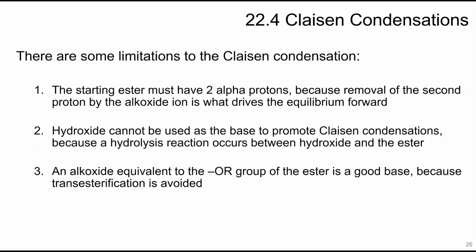Okay, there are some limitations to the Claisen condensation. The starting ester has to have 2 alpha protons because removal of the second proton by the alkoxide is what drives the equilibrium forward. Hydroxide cannot be used as the base to promote Claisens because you could get a hydrolysis, which is why we use the equivalent alkoxide to the OR group of the ester. That way we also avoid transesterification.